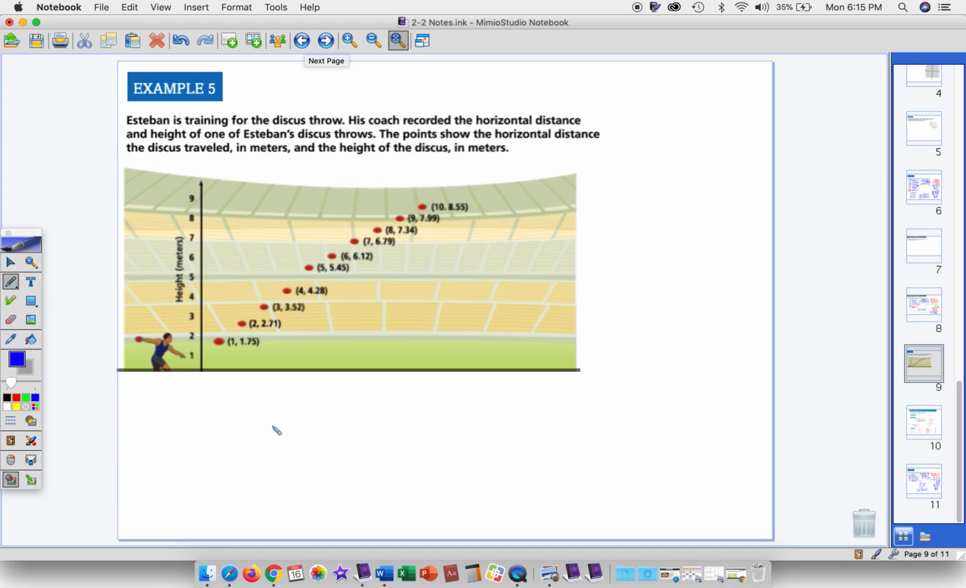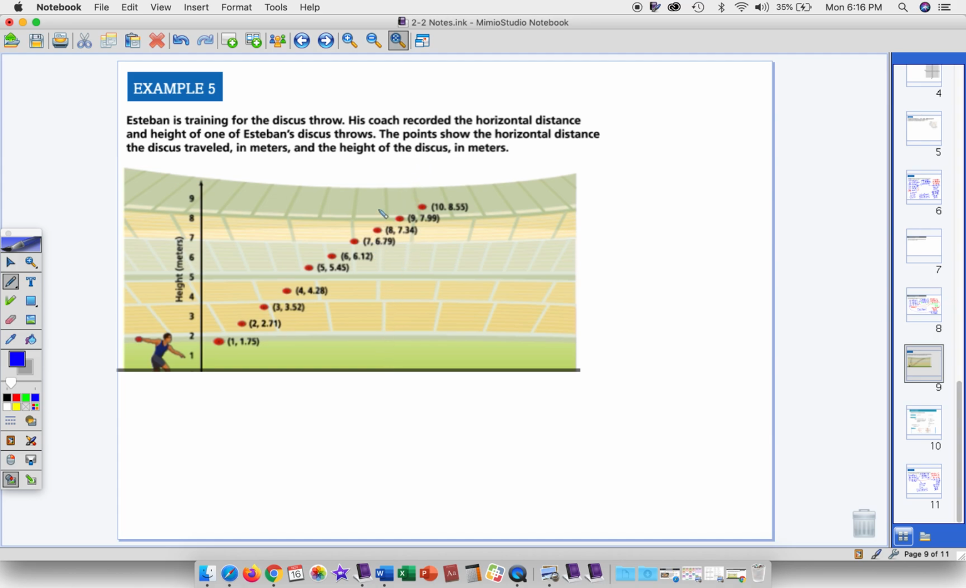Okay, example 5. I hope that you watched the YouTube video about quadratic regression. If you didn't, you should pause this video now and watch that one, because I wanted you to watch that first so you can see how to use Desmos. I'm going to show you this example on Desmos, and it's best if you've already seen that Desmos video.